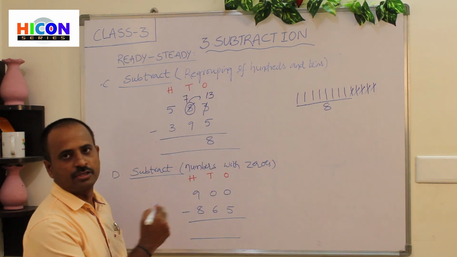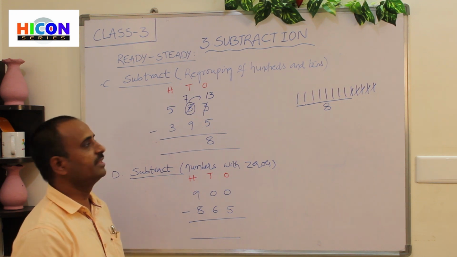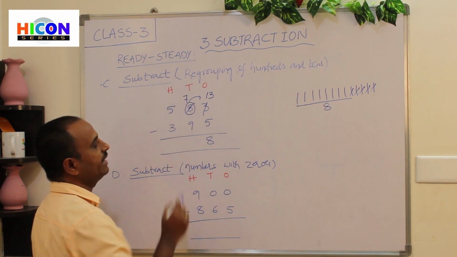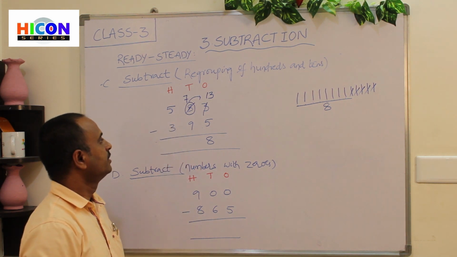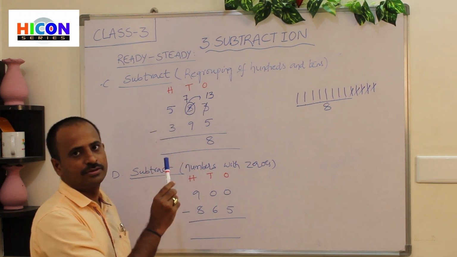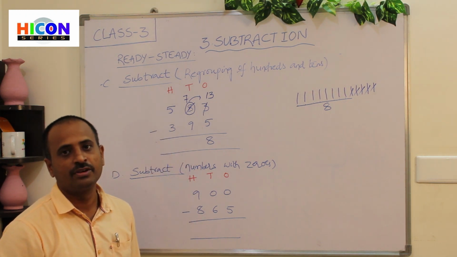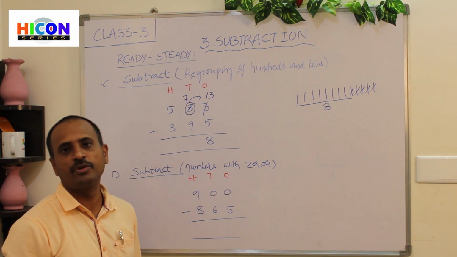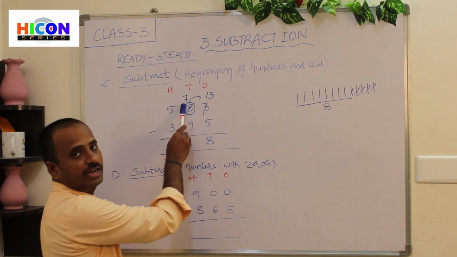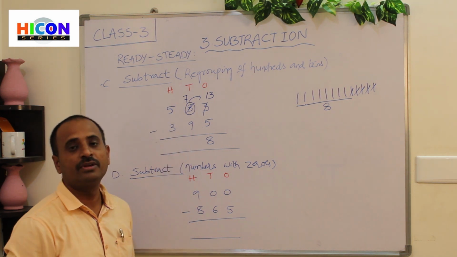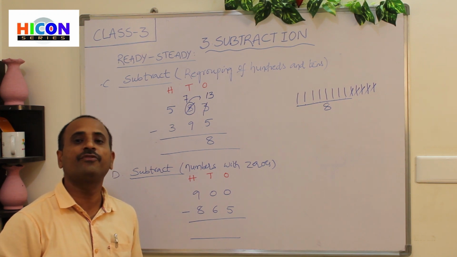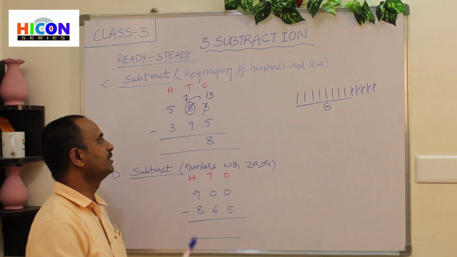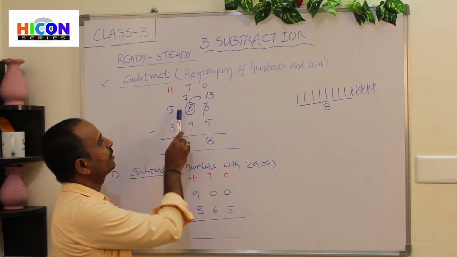So next go to tens place. So what are the digits present in the tens place? 7 and 9. So subtract 9 from 7. So can we subtract 9 from 7? No, it is not possible because 7 is the smaller number, 9 is the greater number. We cannot subtract a greater number from the smaller number.